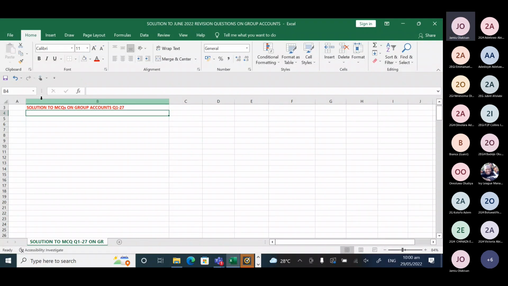And that was what knocked out D. D would have been correct, if not that they said the fair value cannot be determined reliably. D would have been correct. So it's only intangible assets.